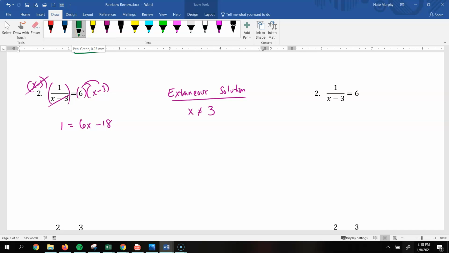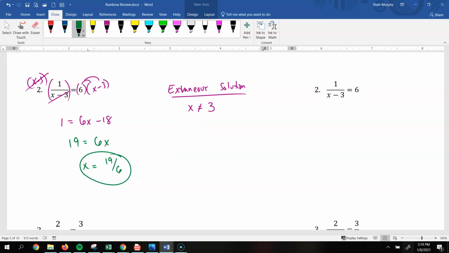Now I just solve this equation. I'm going to add 18 to both sides to get 19 equals 6x. Divide by 6, I get 19 sixths. Always check to see if your fractions can reduce. This can't be reduced, so this would be your answer, and we know it's a possible answer because it's not in my list of extraneous solutions.